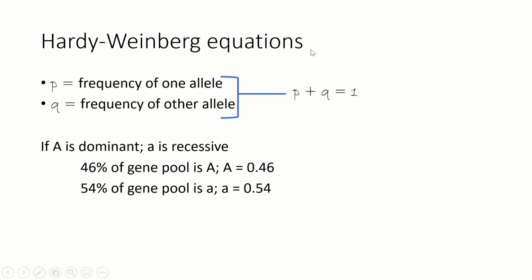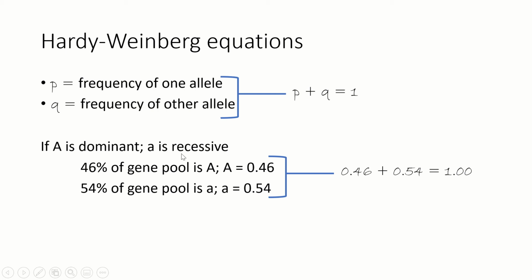Okay, so if we have 2 alleles, big A is dominant, little a is recessive, and 46% of the gene pool is big A, equals 0.46. That means big A is 0.46, little a is 0.54. You add those two together, you get 1. Okay, so we have these. This is our most basic Hardy-Weinberg equation.